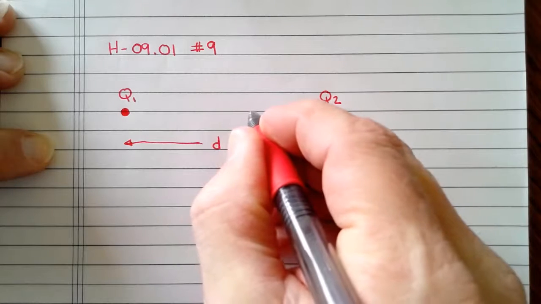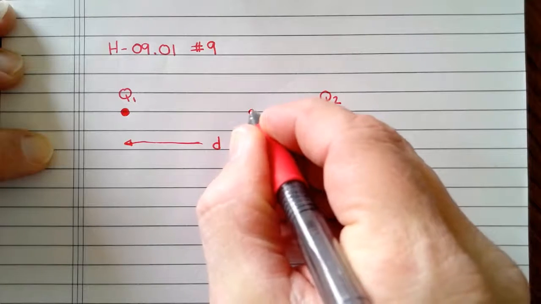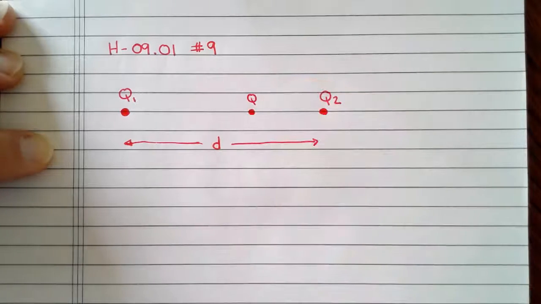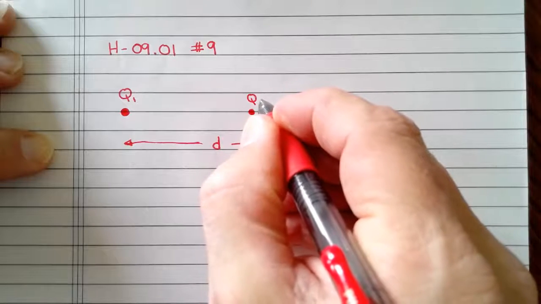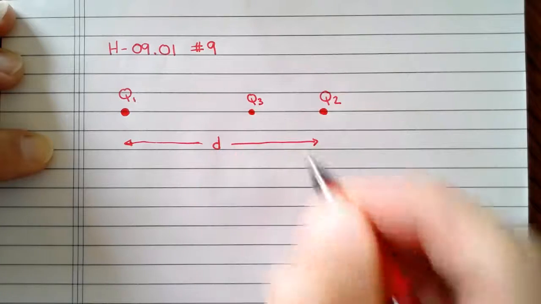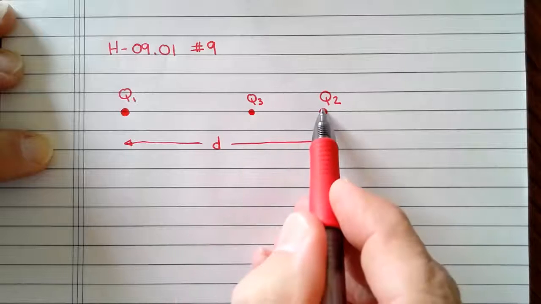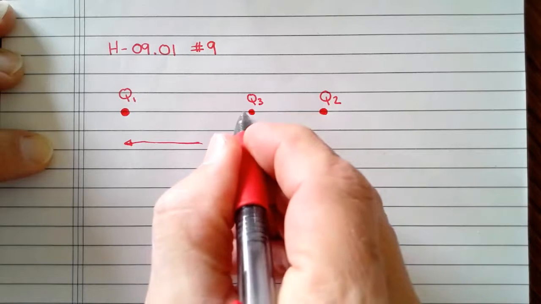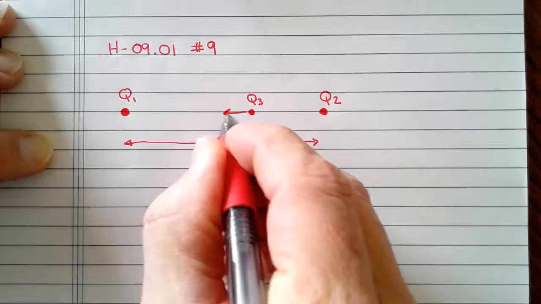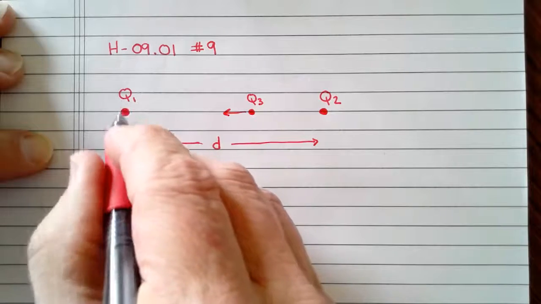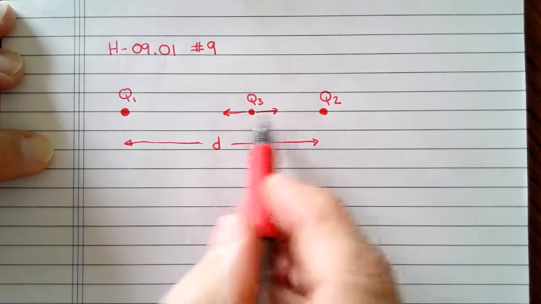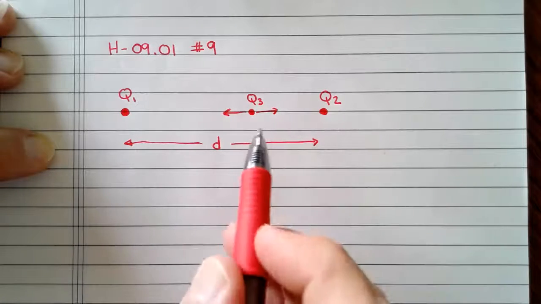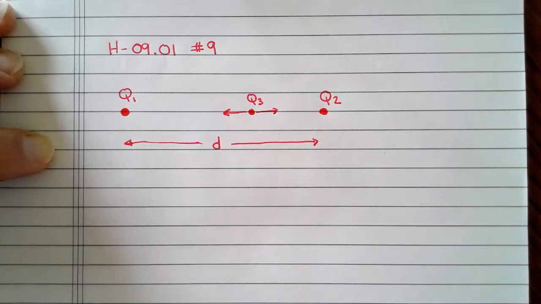So somewhere in between here, we're going to put a net charge. We're going to call it Q, and actually, I'll call it Q3. And Q3 is repelled by Q2, so there's a force on Q3 to the left due to Q2, and Q3 is repelled by Q1, so there's a force to the right due to Q1, and those two forces have got to be equal if the net force on Q3 is 0.